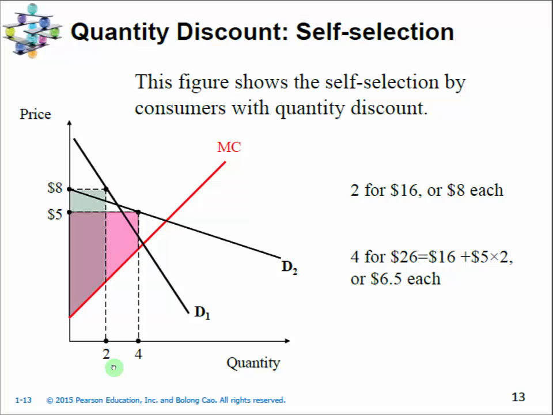They have no use for the extra units. That's why their willingness to pay declines very fast once they get the initial units they need. This is how a firm with market power uses quantity discounts to let consumers self-select into buying different sizes of packages and extract consumer surplus from both kinds of consumers.